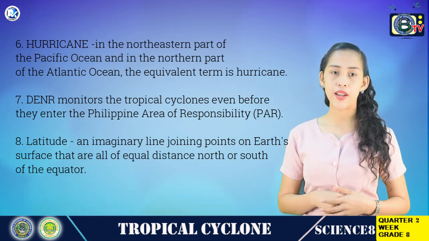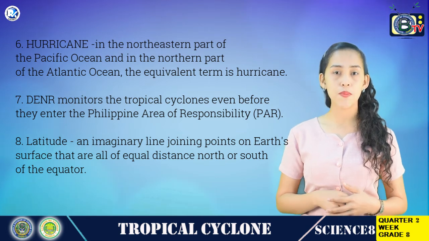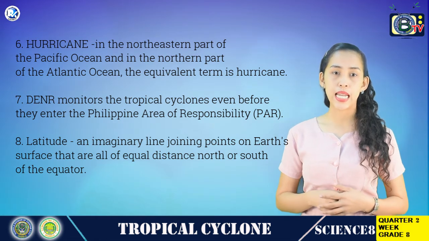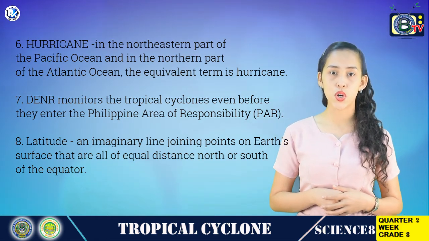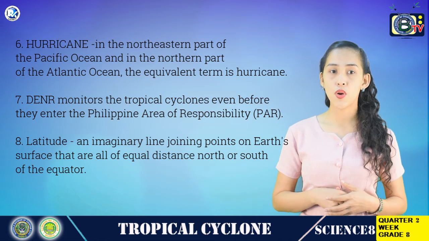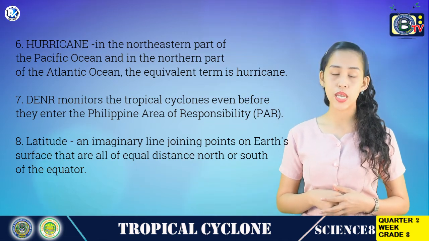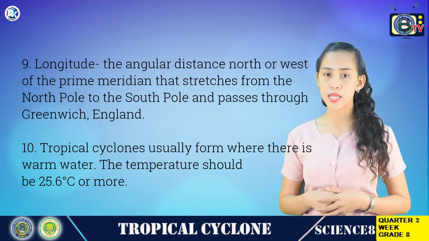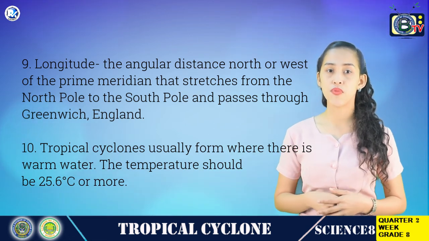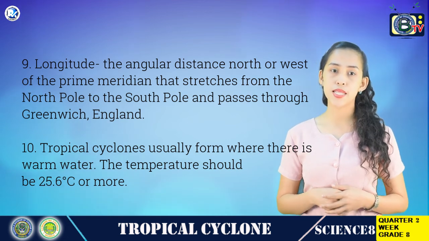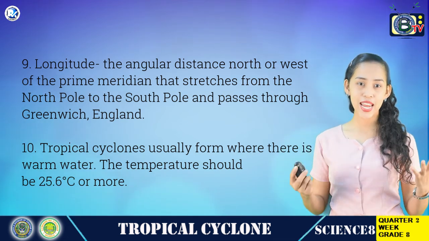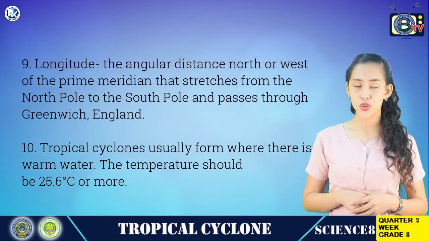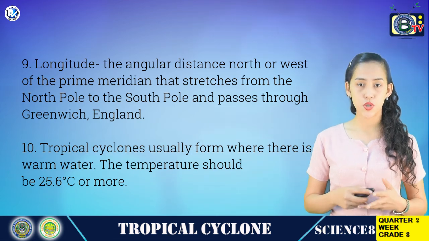Number 7, DENR monitors the tropical cyclone even before they enter the PAR, or Philippine Area of Responsibility. Number 8, latitude is an imaginary line joining points on Earth's surface that are all of equal distance north or south of the equator. Number 9, longitude, the angular distance north or west of the prime meridian that stretches from the North Pole to the South Pole and passes through Greenwich, England. And number 10, the tropical cyclones usually form where there is warm water. The temperature should be 25.6 degrees Celsius or more.